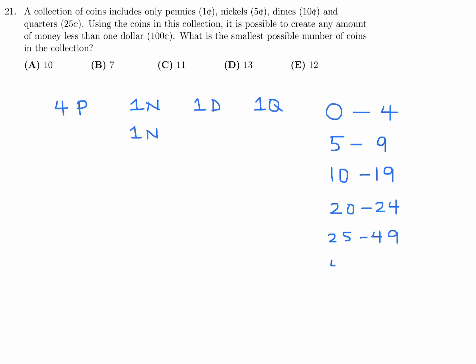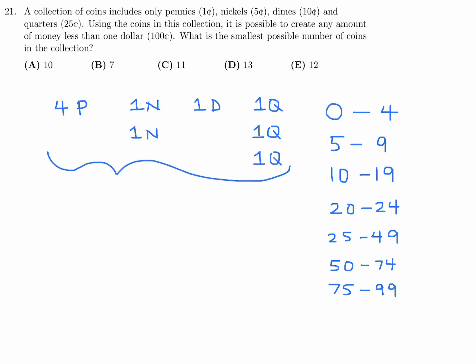In a very similar way, any of the sums that are between 50 and 74, I can create by adding another quarter. And finally, from 75 to 99, because they're saying less than $1, right? So up to 99, you would just need 1 more quarter. And the good news is that just with these coins, you can create any of the sums from 0 to 99. So how many coins do I have? I got 4, 5, 6, 7, 8, 9, 10. 10 coins is all you need. So number 21, the answer is A.